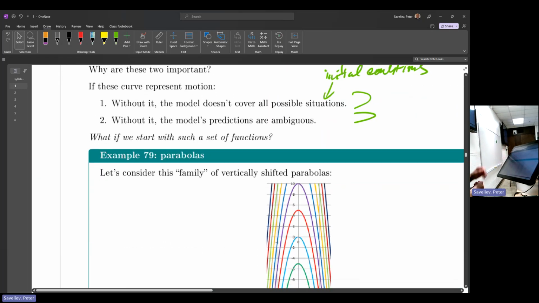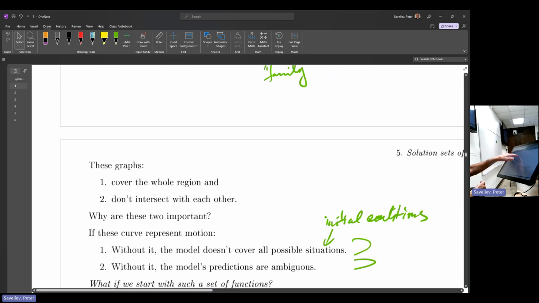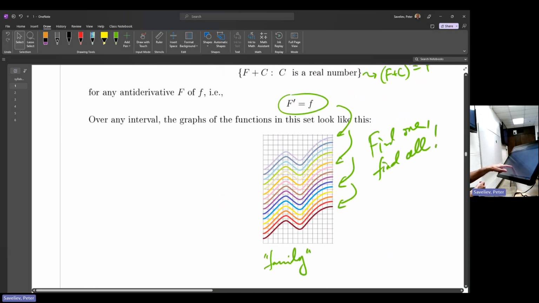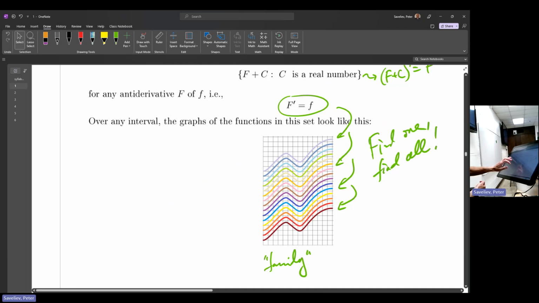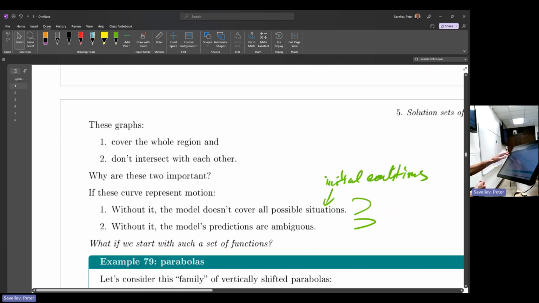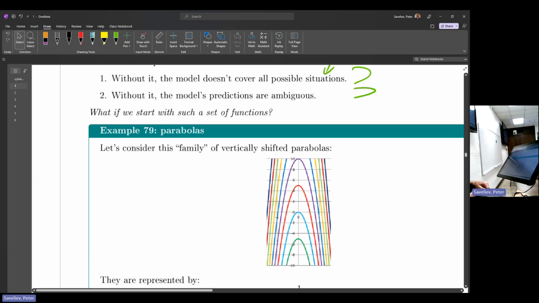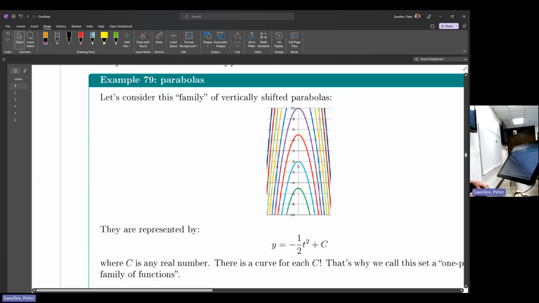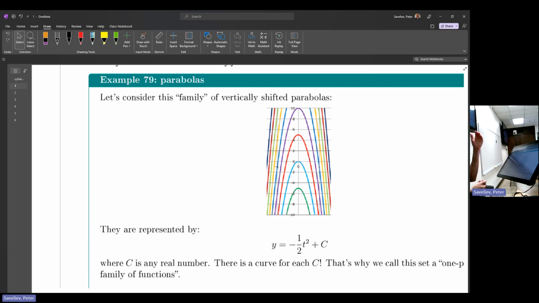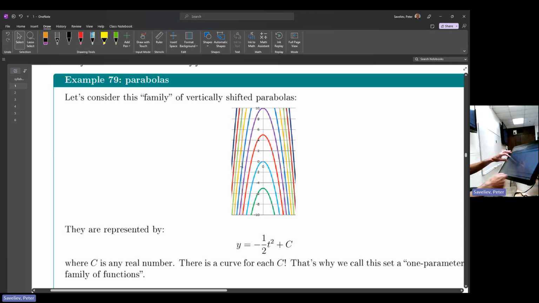Okay, so let's take a few examples, where we do not look at differential equations or integration, anything like that, and just look at what families of functions might satisfy these two properties. A bunch of parabolas shifted vertically. Y is equal, in this particular case, to -1/2 t squared plus c, so a vertical shift. It's a one parameter family of functions. That's the observation that we make. One parameter referring to c. C is the parameter. For each c, there is a curve.